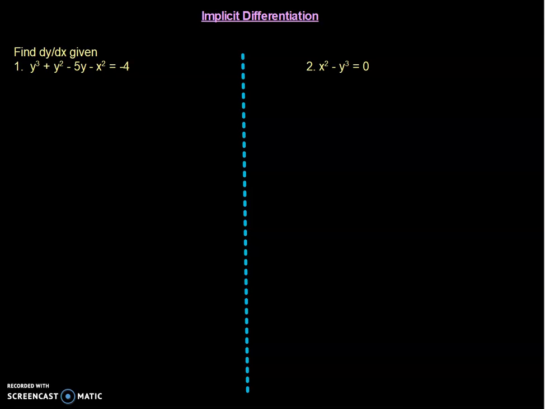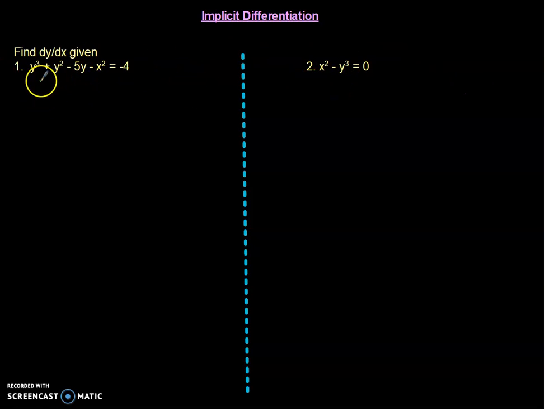Hi guys, so today we're going to dive a little deeper into implicit differentiation. In the first tutorial, I went over just the method and how it's used. Today we're actually going to use implicit differentiation to find the derivative. Notice that the instructions are: find the derivative of y with respect to x given these two functions, which are both in terms of x and y.